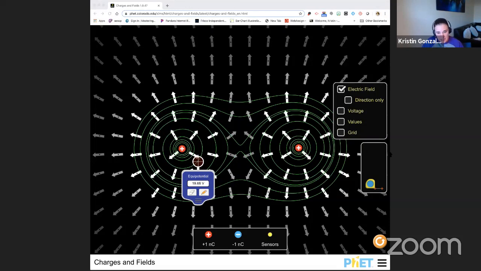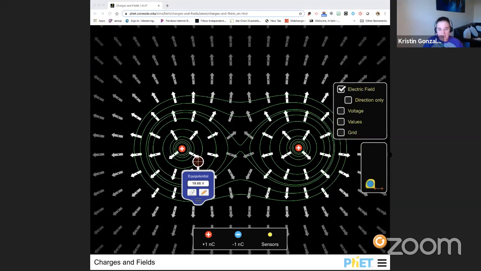So let's go back here. And those are kind of our takeaways, right? On one contour line, the electric potential is the same everywhere. And the electric field vector is going to point perpendicular to that electric potential and points towards the lower potential.